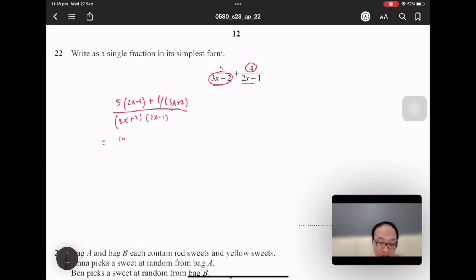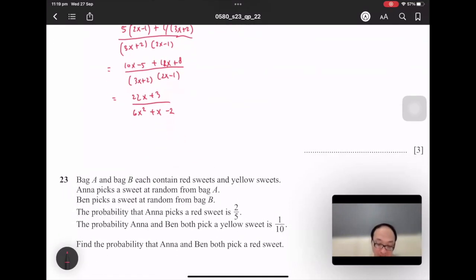So we expand: 10x minus 5 plus 12x plus 8 over (x plus 2)(2x minus 1). So we can have 22x plus 3 over, we can expand the denominator, so it's 6x squared minus 3 plus 4, it's plus x, and then minus 2. So this is the final answer.